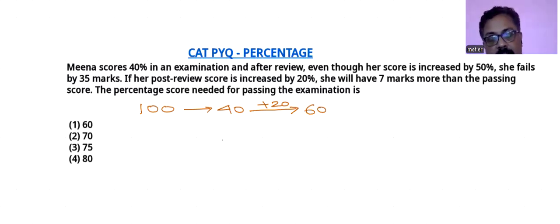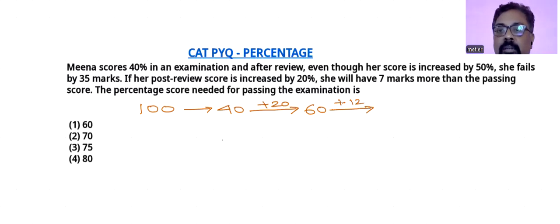But unfortunately, Meena fails again by 35 marks. Now, after another review, her score further increases by 20%. Now the base is this 60. So 20% means 1/5. 1/5 of 60 means 12. So her new percentage is 72.